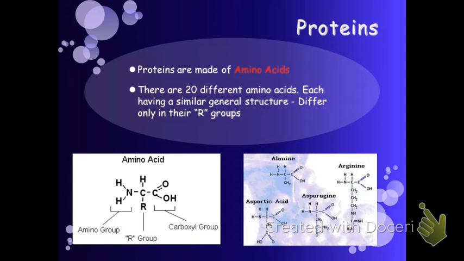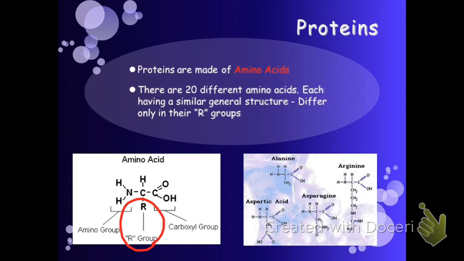Okay, and there are 20 different amino acids. And no, you don't have to remember all 20 amino acids right now. But based on the combination in which you put these amino acids together, that's what's going to determine what type of protein you have. And what makes these different is actually this R group right down here at the bottom.